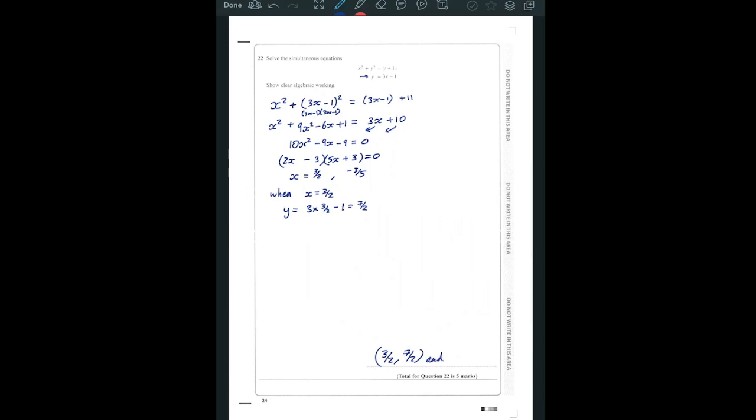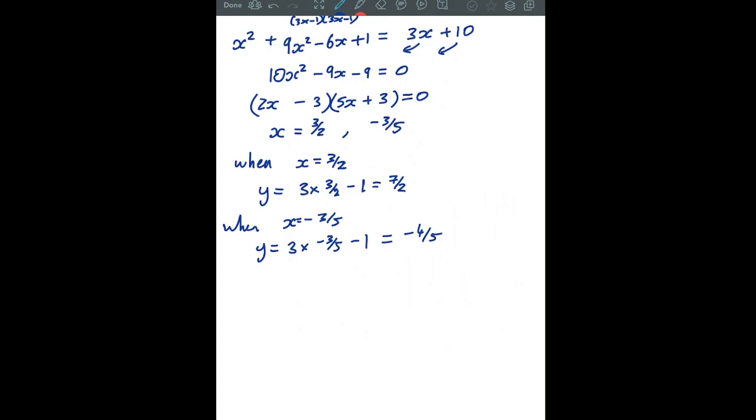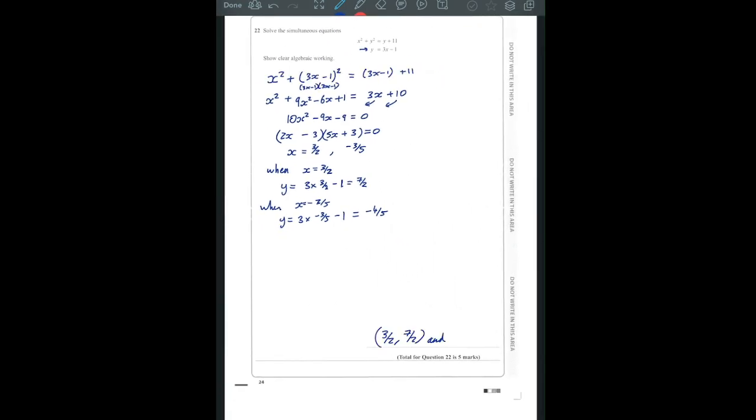The second pair is from the other answer when x is negative 3/5. y is 3 times negative 3/5 minus 1. Type that into my calculator. 3 times negative 3 over 5 plus 1 gives me negative 4 over 5. I lost my equal sign here. So my other pair of answers is negative 3/5, negative 4/5.